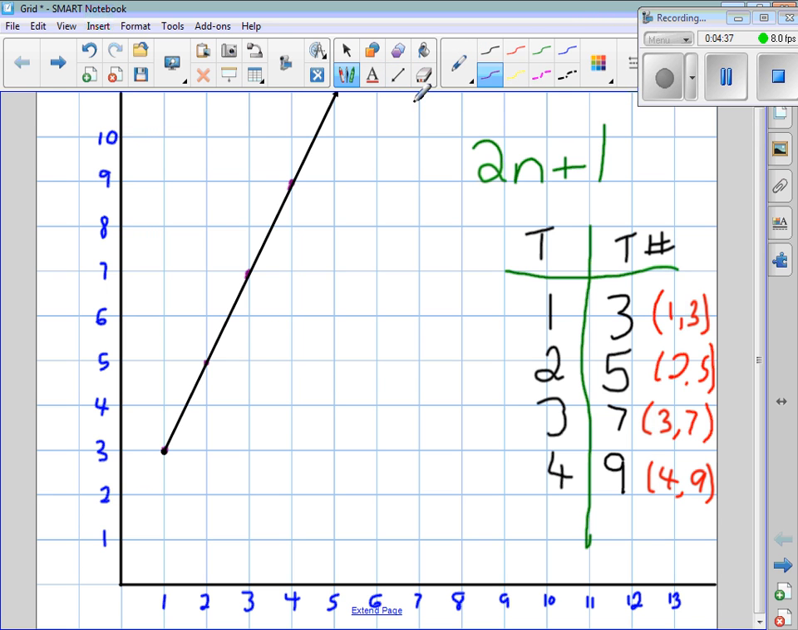Let's test that, shall we? Let's go down here, term 5. 5 times 2 is 10. 10 plus 1 is 11. We just successfully predicted a future term. This is how we graph an expression.